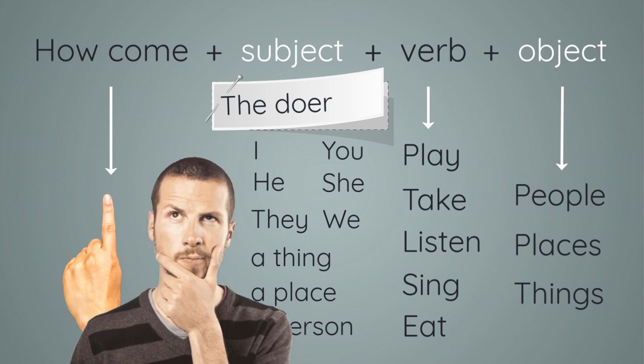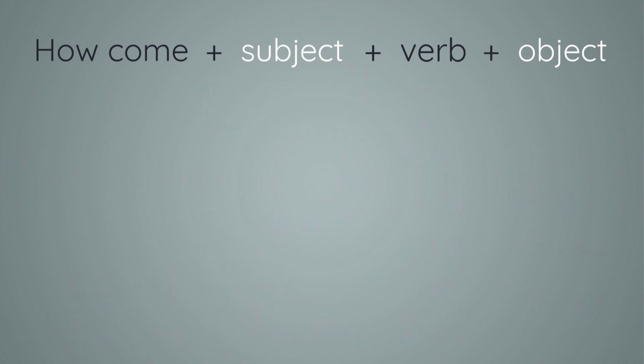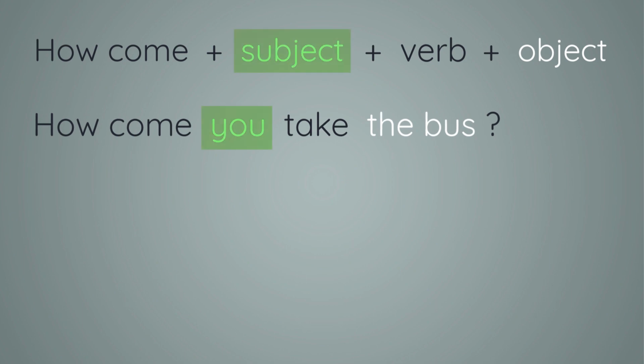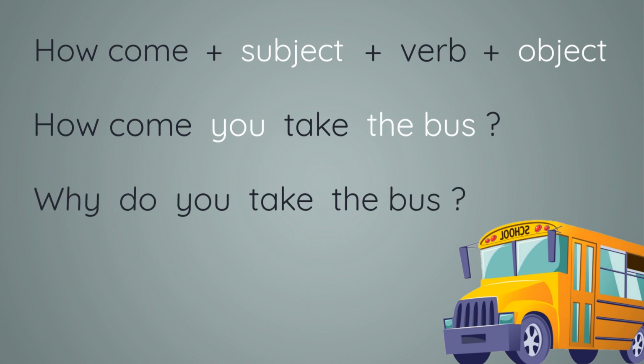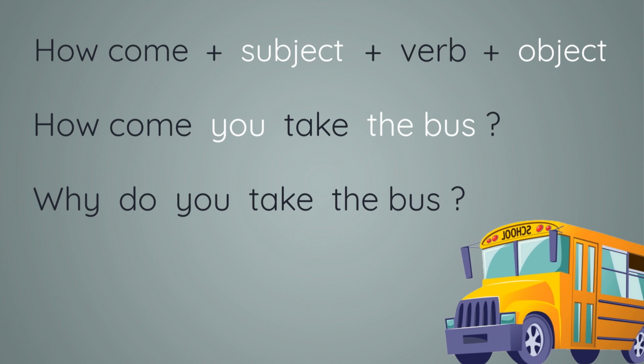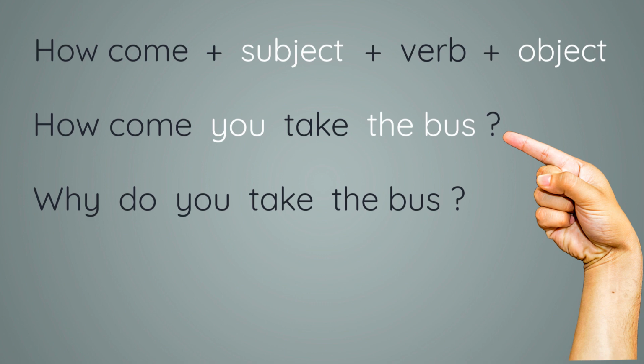If this is confusing, let's look at some examples. Maybe that will help. So, for example, how come you take the bus? You is the subject, take is the verb, and the object is the bus. This means the same thing as why do you take the bus? And you'll actually notice how come is easier in terms of grammar than why.